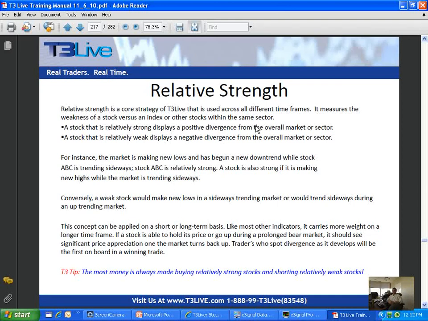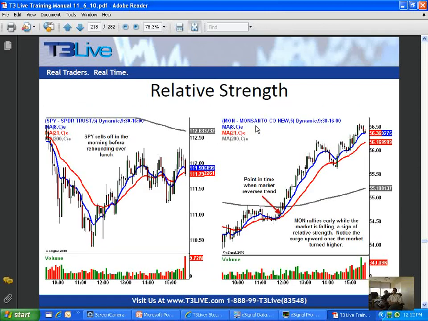The most money is always made buying relatively strong stocks and shorting relatively weak stocks. Pretty simple. Okay, in theory, it's pretty simple. I'll tell you who's made a whole career out of this: Mr. Scott Redler.